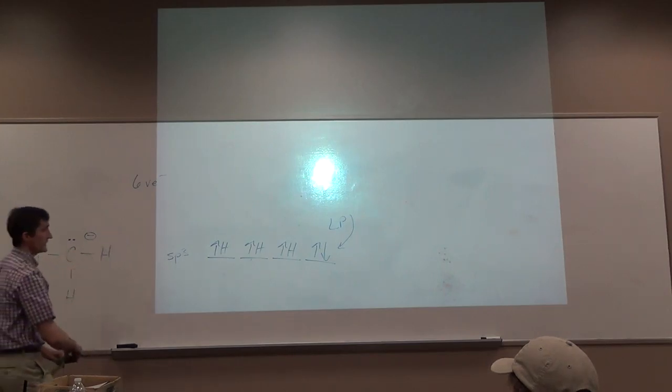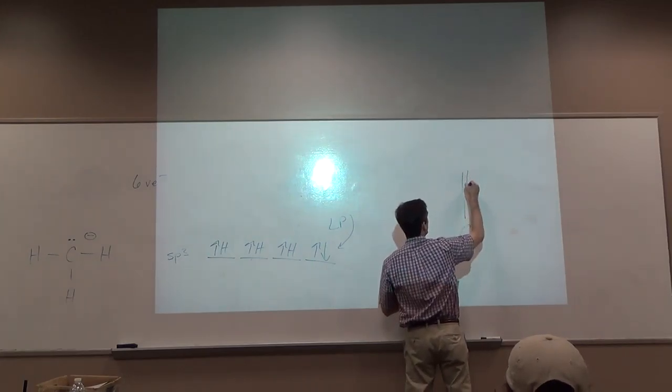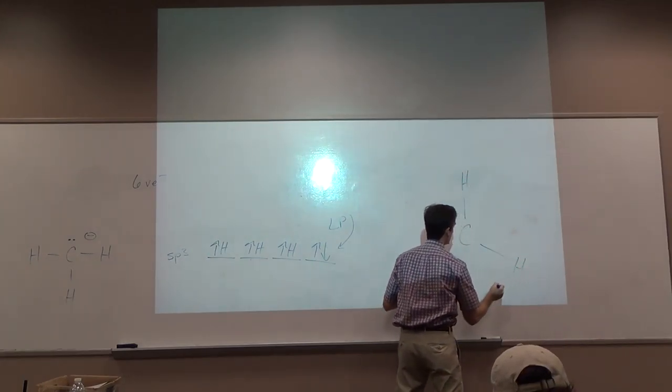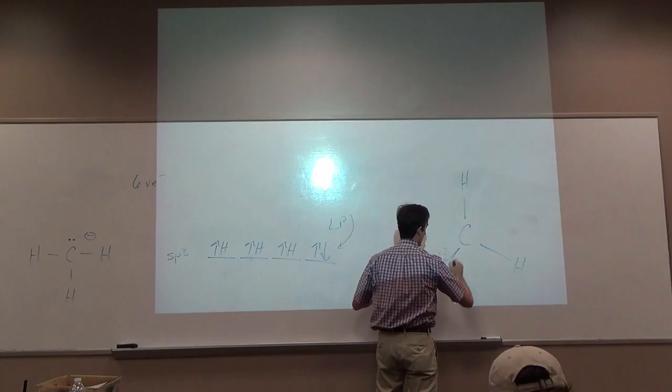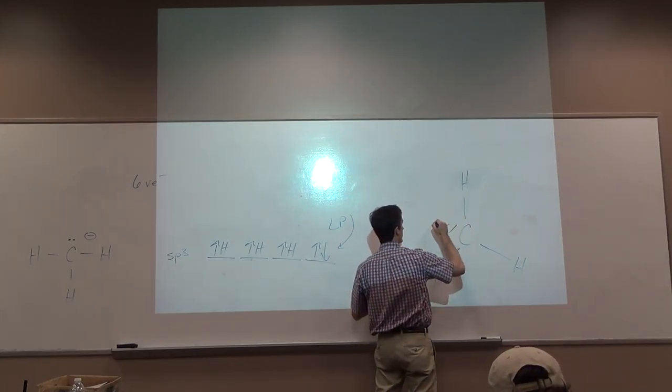These are spread out how? Tetrahedral. Okay, we can draw it. Two in the plane. You need to get used to drawing these. One forward and one back. All right, if we do this, what's going back?